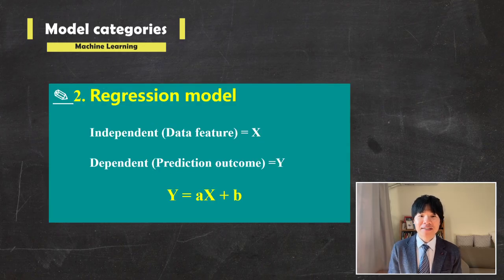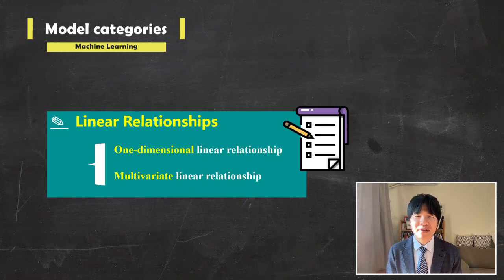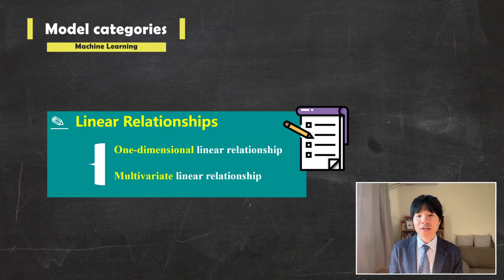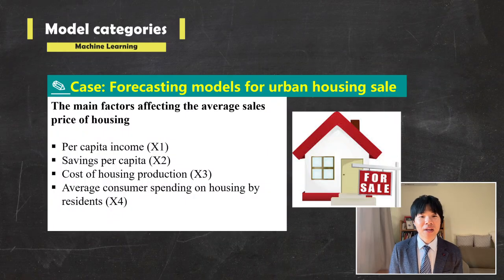Let's hypothesize that the independent variable, or data feature, is x, and the dependent variable, or the prediction result, is y. If there's a formula like y equals a times x plus b, we can infer that the model satisfying this formula is a linear regression model. Linear models can be classified into simple linear models and multiple linear models. For example, the prediction model for urban housing prices is a multiple linear model.